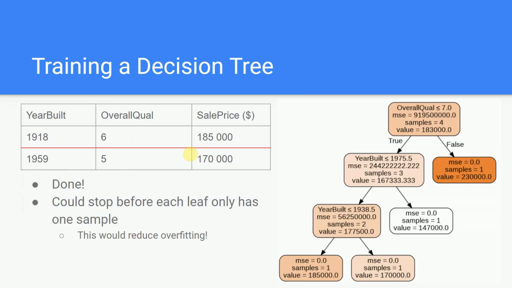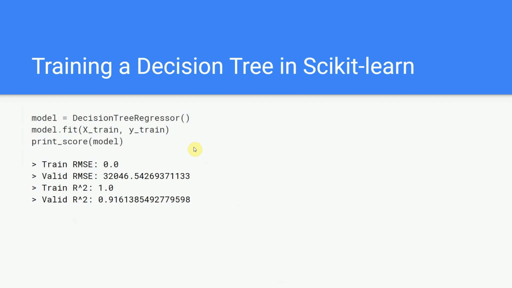So now we did the hard part. Now the easy part. We made Scikit-learn into a chorus. And this is how easy it is to do it in Scikit-learn. So we make our model, which is a decision tree regressor, an object from the Scikit-learn library. We literally call model.fit on our training data.